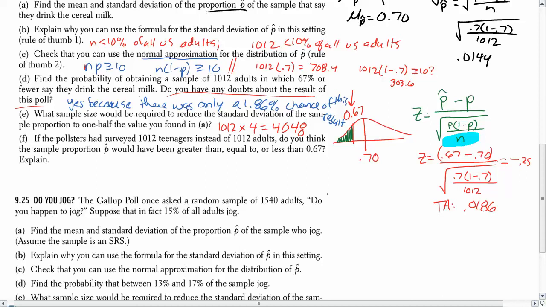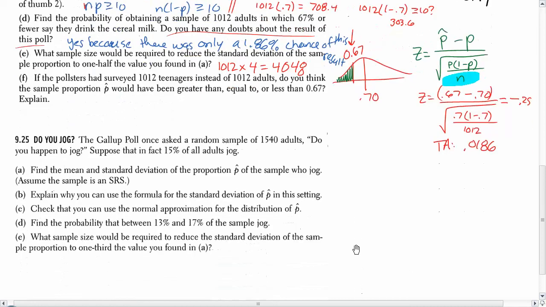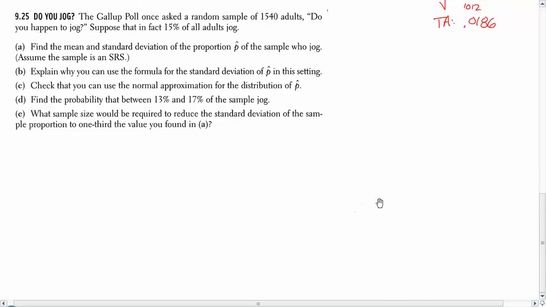If you say higher, then you should say it's because teenagers drink it more. If you say lower, then you should say it's because teenagers don't like milk as much. If you say it's the same, then you could say it's because there's no real difference between adults and teenagers in how much they drink cereal milk. Okay, number 9.25.